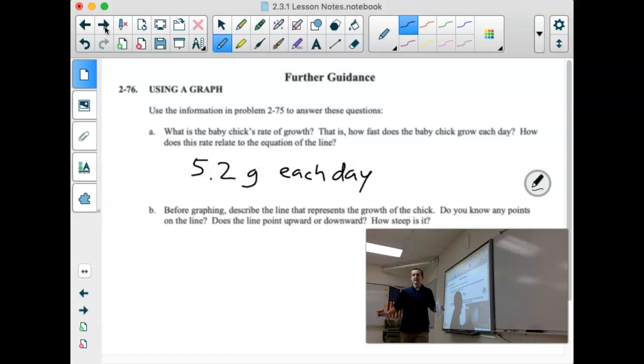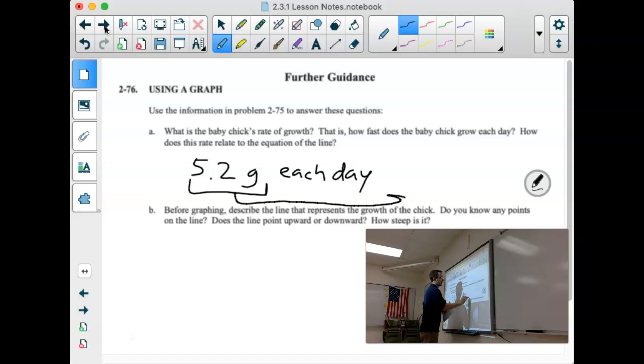We've been talking a lot the last couple of weeks about growth and rates, and we know that when we're talking about the equation of a line, that always means one thing, and that is always our slope. So this number, this 5.2 grams, is telling us the slope of our line, because our slope always represents the growth between points on our graph.